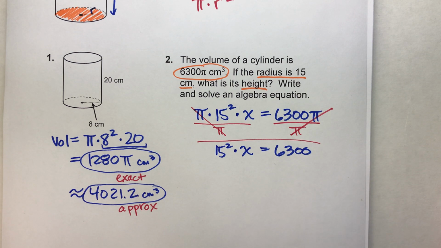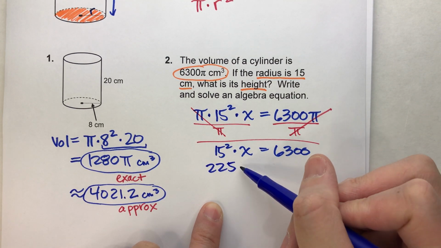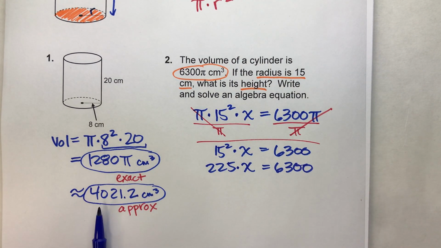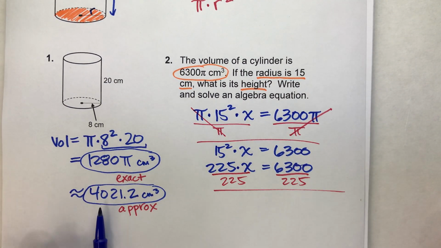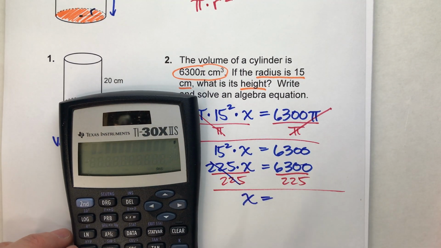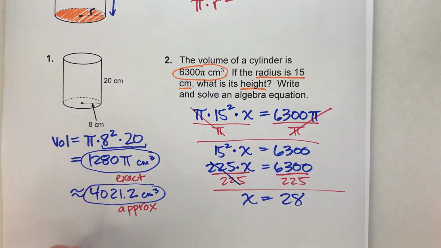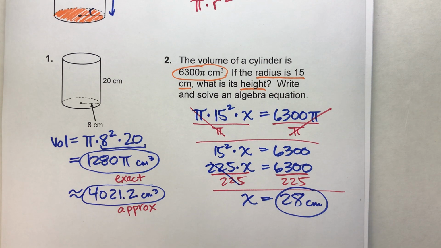Okay? Now let's continue solving this. I probably should have simplified this earlier. 15 squared is 225. So this is really 225x equals 6,300. Because now I'm just one step away from solving. Divide both sides by 225 and I should have my answer here. Let's see what we get. So those undo each other. X equals, let's see what we get. 6,300 divided by 225. 28. All right. So the height's going to be 28 centimeters based on that volume. Okay. So notice, because the volume was in terms of pi, this made it a really nice, clean, easy problem to work with.